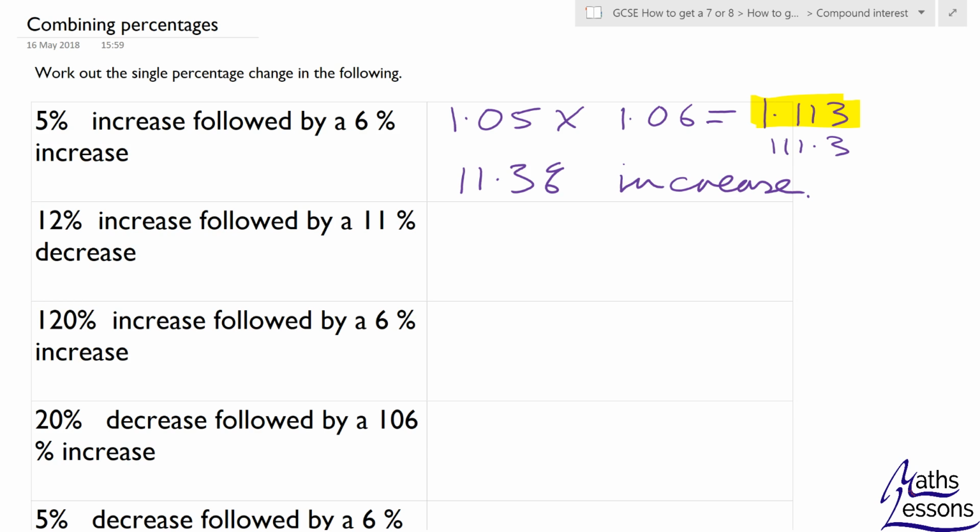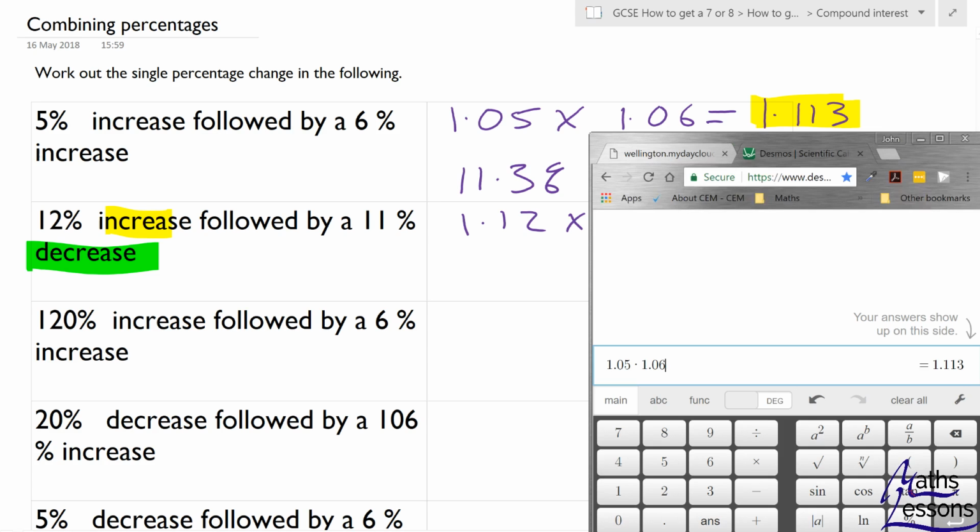Okay, let's look at this one. We've got a 12% increase, we have 11% decrease. So therefore we need multipliers of 1.12 times by a decrease, that's going to give me 0.89. And so therefore we're going to do 1.12 times 0.89. So get my calculator. Press enter. 1.12 times 0.89 gives me 0.9968.